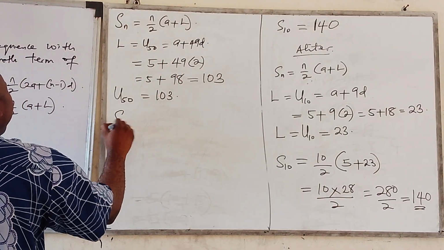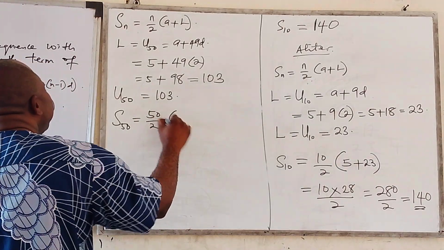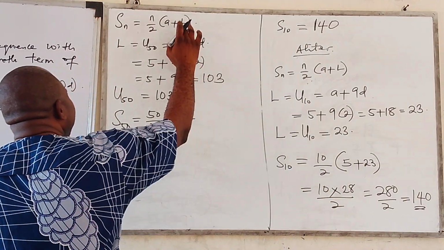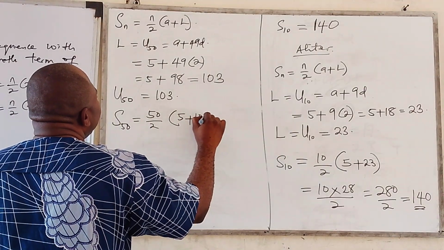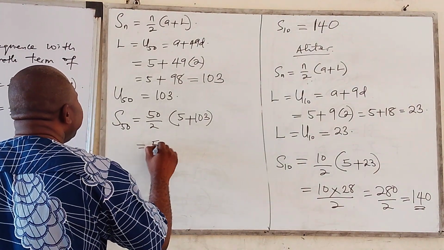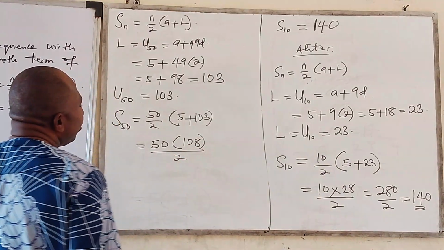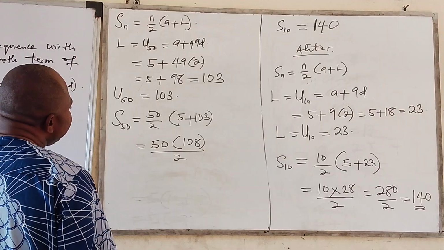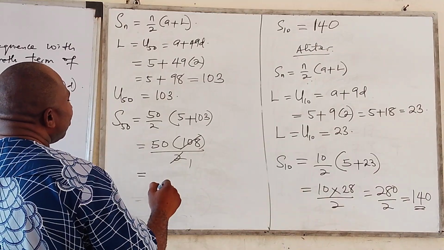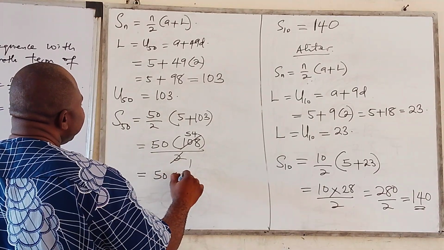So now looking at the sum of the first 50 terms, here we have 50 all over 2 in bracket A, and the value of our A is 5, plus the last term, which is the 50th term, 103. It means the whole of this will be equal to 50 in brackets 108 divided by 2. 2 into 108 is 54. So now we are looking at 50 times 54.